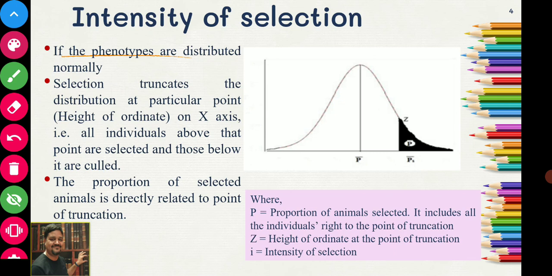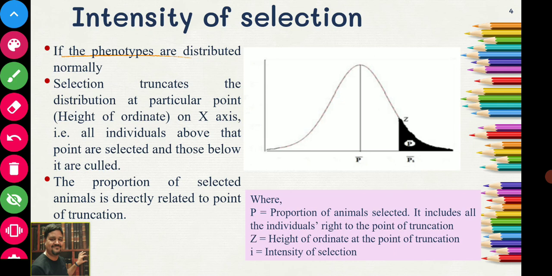So this is the normal distribution. Most of the economic traits that we will encounter for the improvement of animals, most of the traits will be following the normal distribution. So this is the bell-shaped curve, the normal distribution curve.